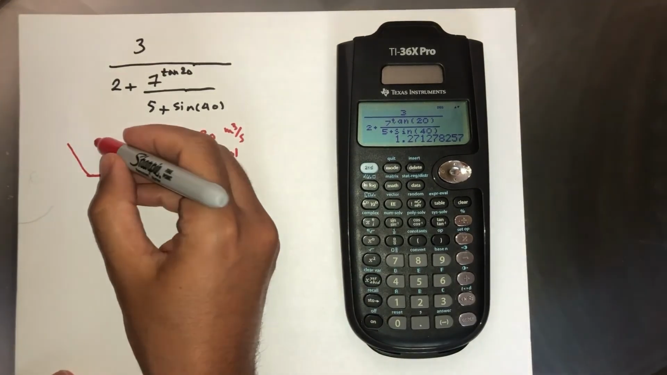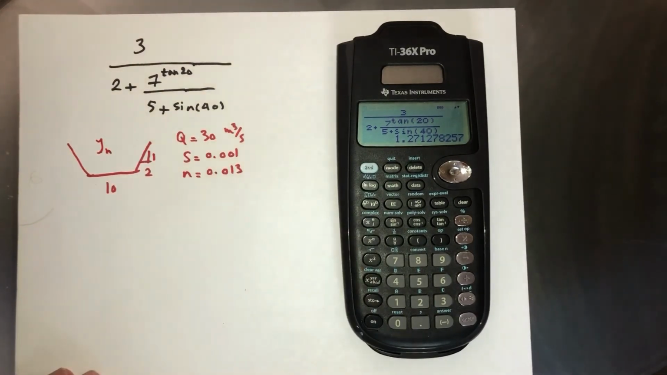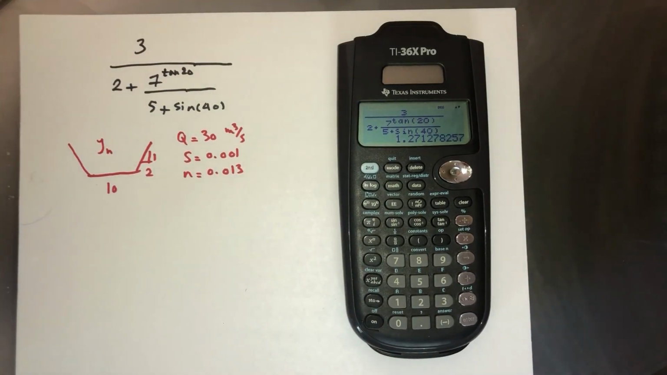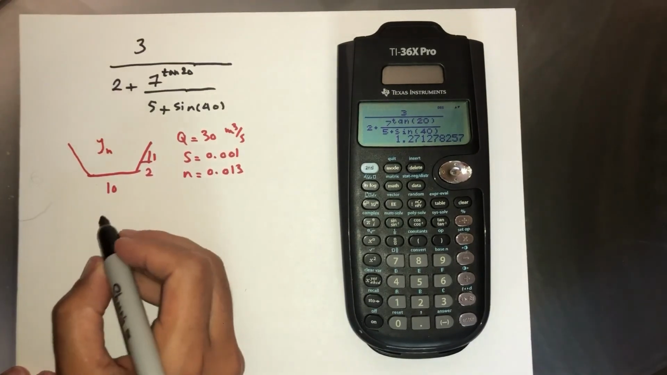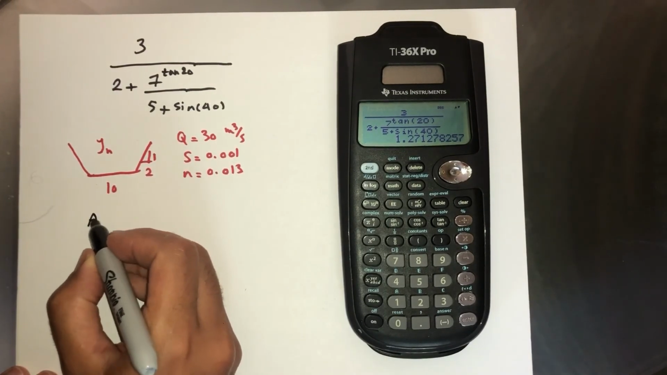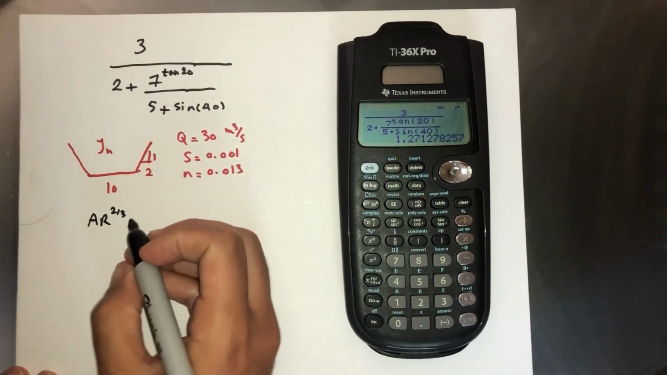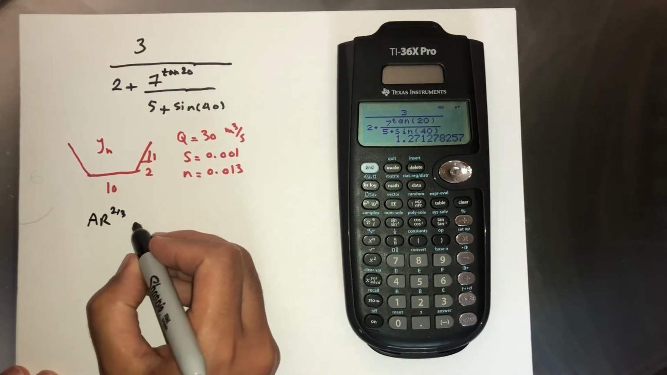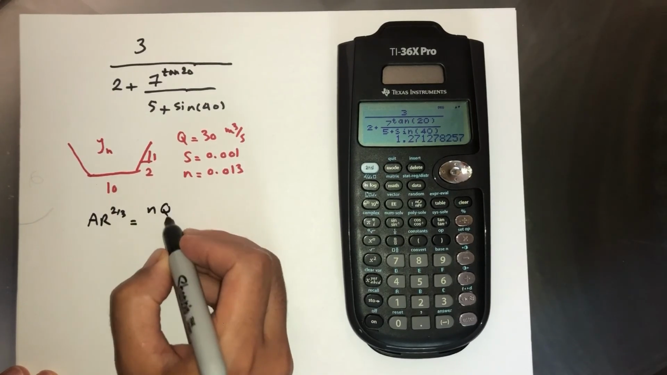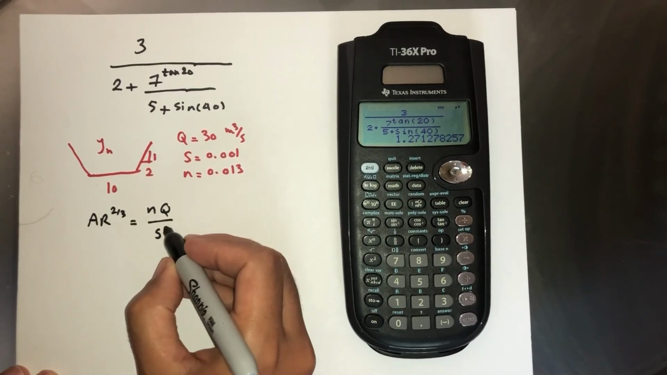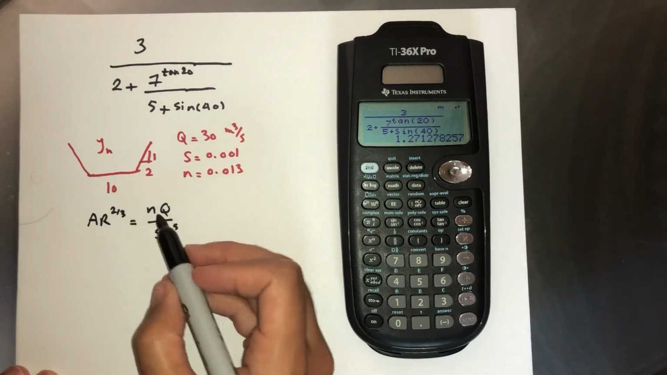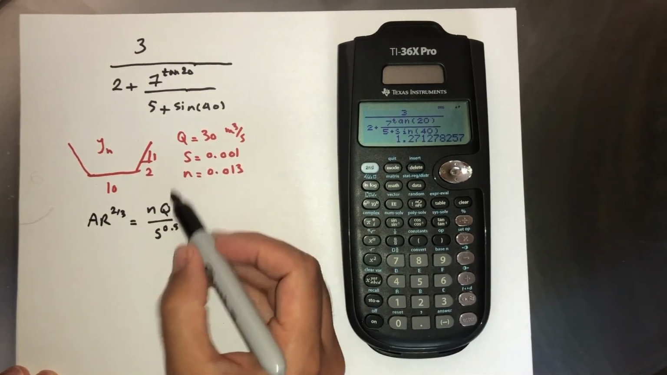right? We want to solve for normal depth, which cannot be done explicitly in this way because now we have the depth unknown. But we just set things up. The general format: cross-sectional area times hydraulic radius to 2/3 should be equal to nQ over S to half. And this right side is known. We have n, we have S, and we have Q.